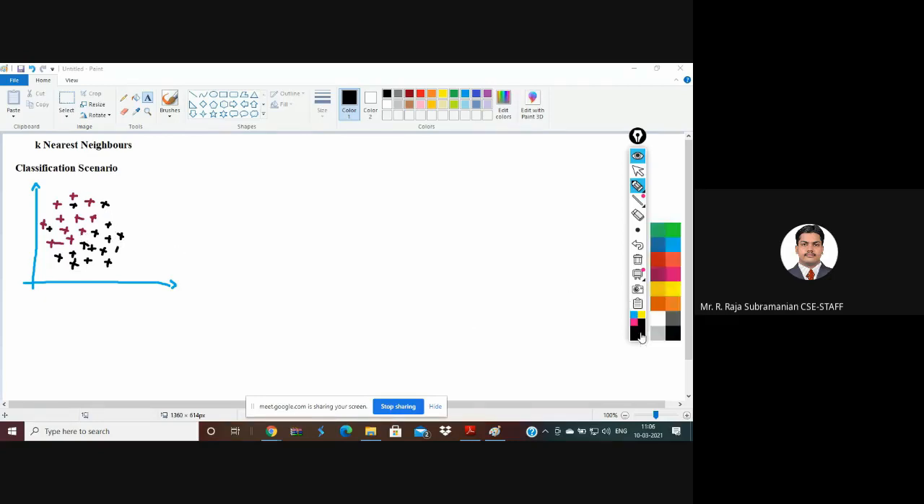Now what I am trying to do is take another new data point and put it somewhere over here. What I need to do is identify what kind of point it is. I need to classify this particular point as either belonging to the gray category, or to the black category.